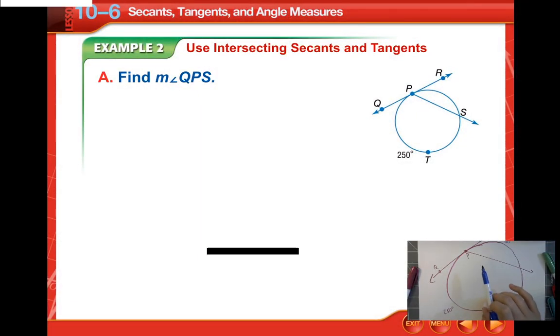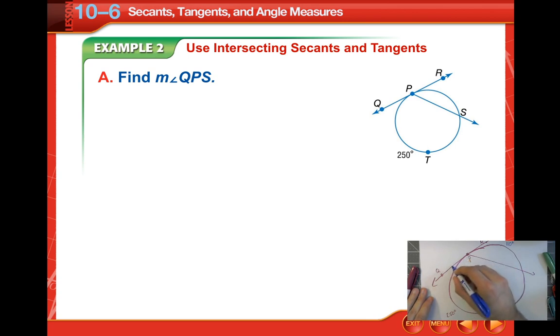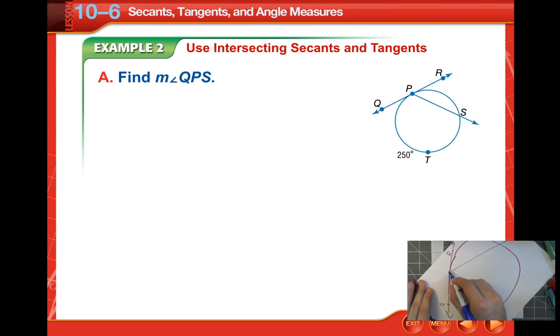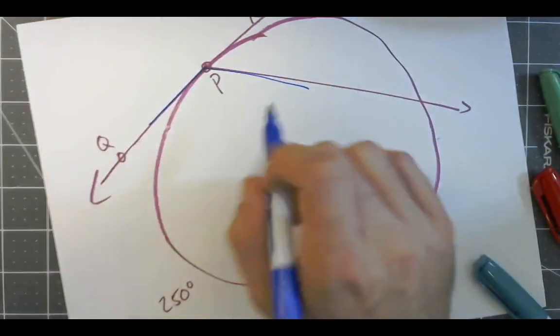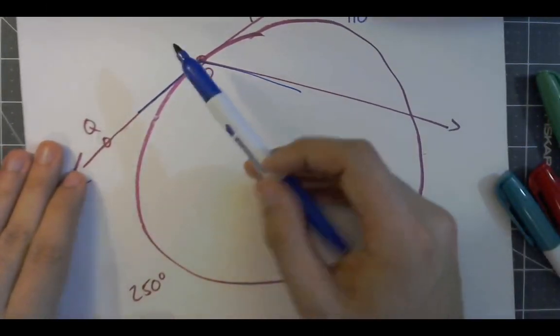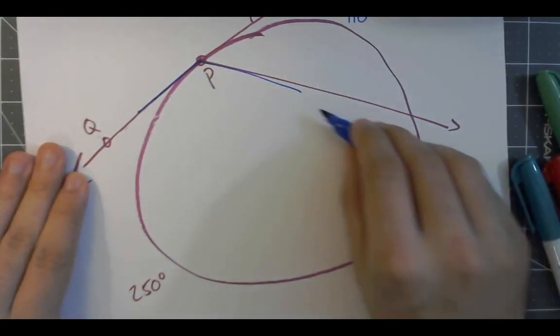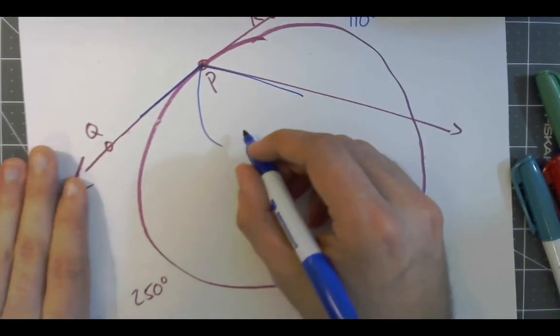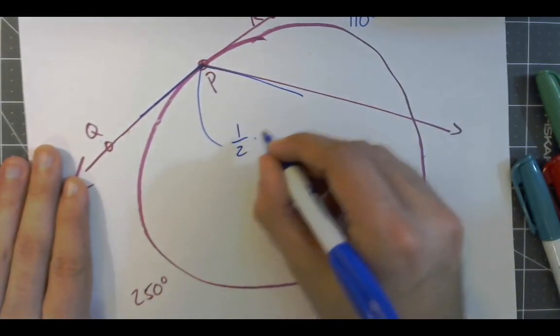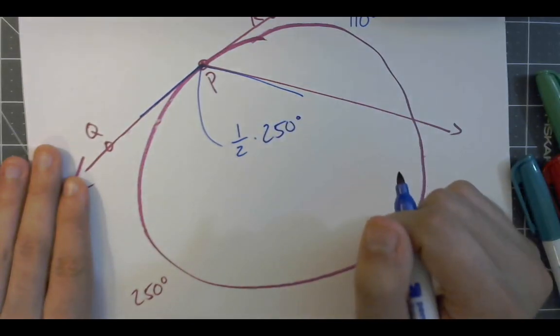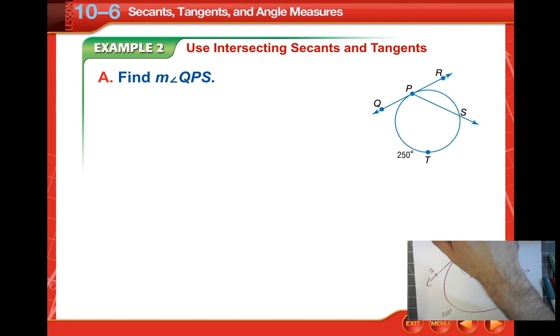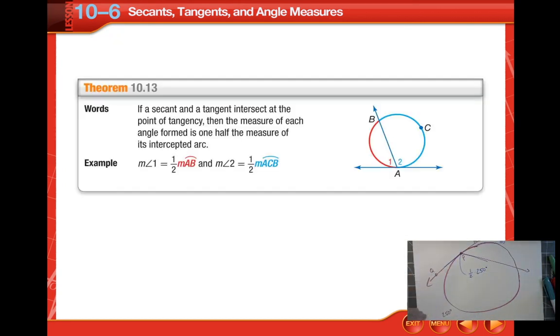Okay. So what are we looking for? We are looking for Q, P, S. We're looking for Q to P to S. We're looking for this angle down here. So we have this big arc, which is 250, and this angle. This angle is going to be half of 250 degrees. That's what we talked about. So let me go back and show you the slide. So we have half of the arc is the angle. So for example, this one's similar to the blue angle right here, B to A through C. We'll cut that in half to get angle 2.